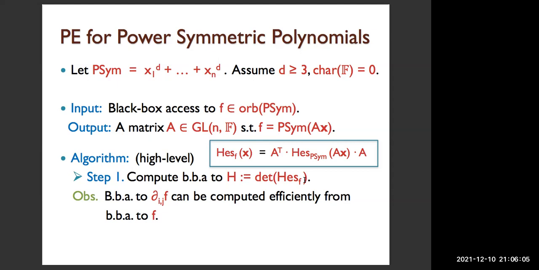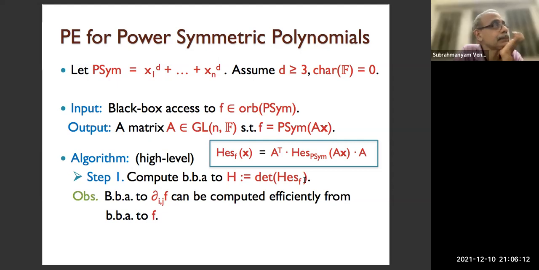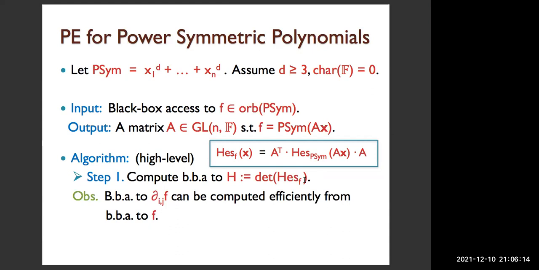Right. So the problem now reduces to finding the value of any entry of the Hessian matrix at a given point. So now let's say a point is given to me, and all I have is black box access to F. So from black box access to F, let's think of a slightly easier problem. How do I get black box access to a first order derivative?